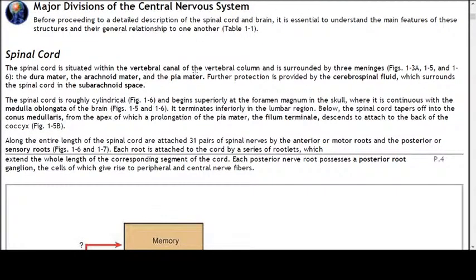The spinal cord is situated within the vertebral canal of the vertebral column and it is surrounded by three main layers. Okay, DAP. We need to understand DAP. D means dura mater, A means arachnoid mater, and P means pia mater. These are the coverings of the brain as well as the spinal cord. Further protection is provided by the cerebrospinal fluid, which surrounds the spinal cord in the subarachnoid space.